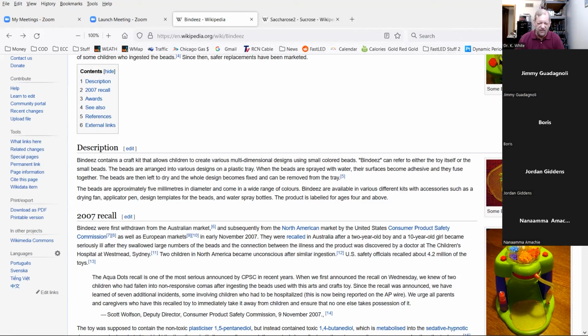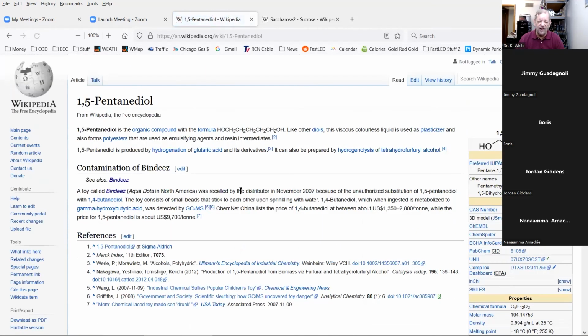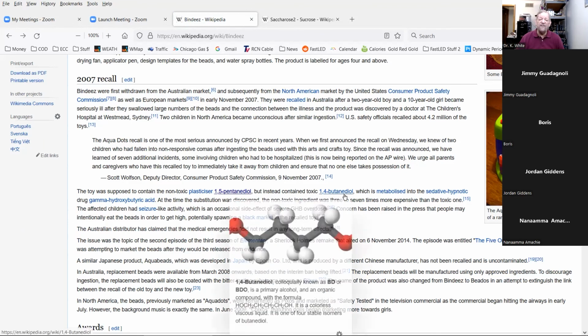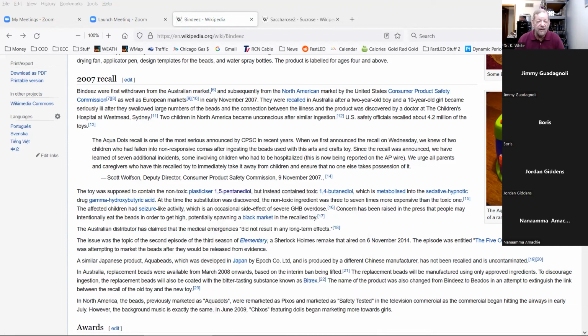A plasticizer. The original compound should have been 1,5-pentane diol, and they substituted cheaper 1,4-butane diol. And I should have mentioned, one carbon made a difference. Oh, you did, Jimmy? Did you like it? I always thought it was a neat product. I never played with it, but just the chemistry.